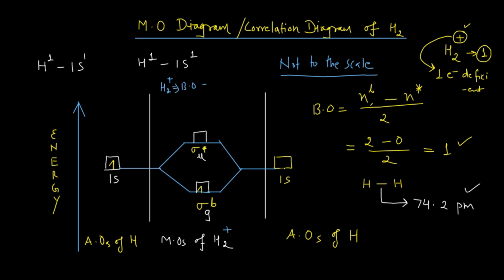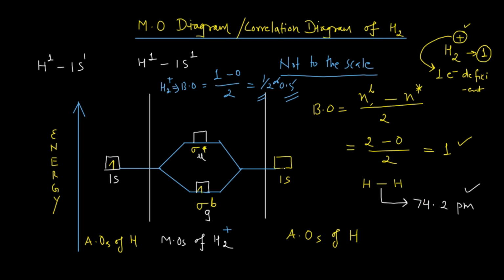So the number of electrons in the bonding molecular orbital is only one, and in the anti-bonding it is 0, over 2. That means 1 by 2, 0.5, is the bond order. Half bond order is there. Since this bond order is very, very low, this ion is not a very stable one, and the bond length will also be very, very high in the case of H2 positive.